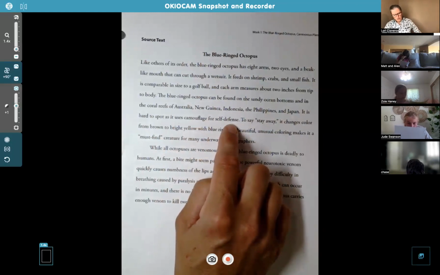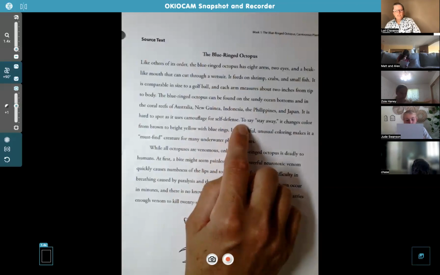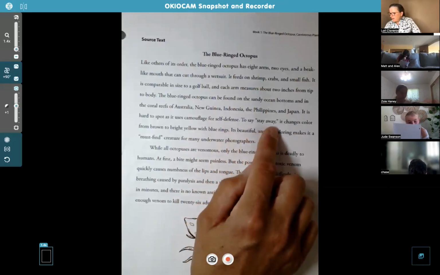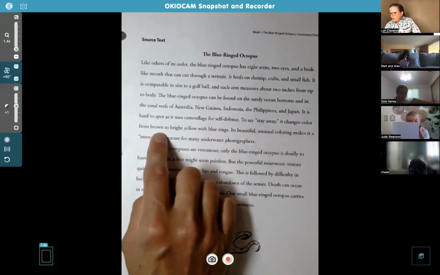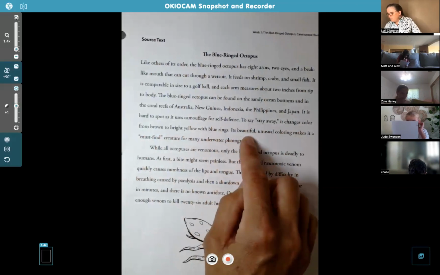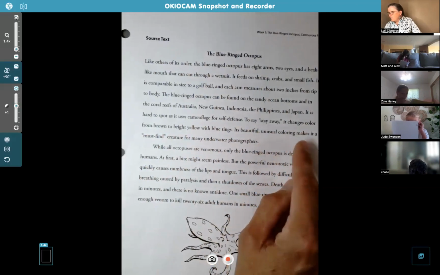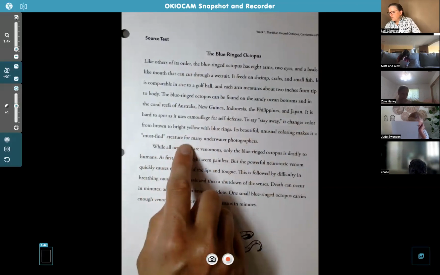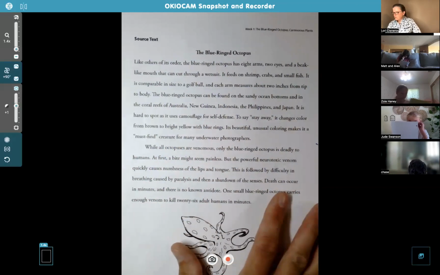What other animal do you know that uses camouflage? You can unmute and say it. Chameleon, there you go. Yeah. So that's kind of neat that they can do that in the ocean to disguise themselves. To say stay away, it changes color from brown to bright yellow with blue rings. It's beautiful. Its beautiful, unusual coloring makes it a must-find creature for many underwater photographers.